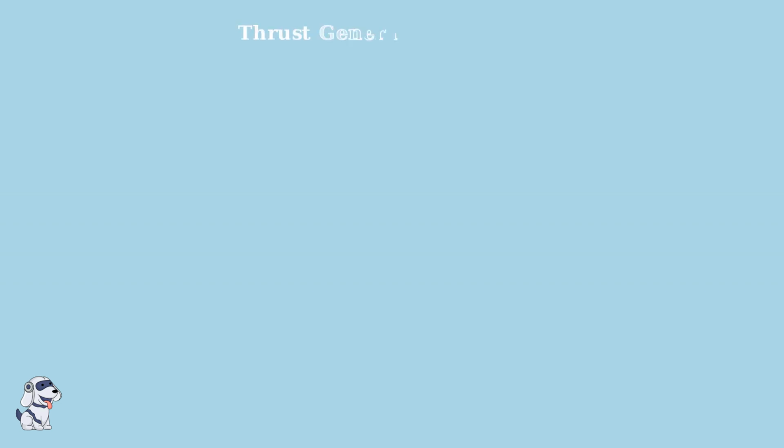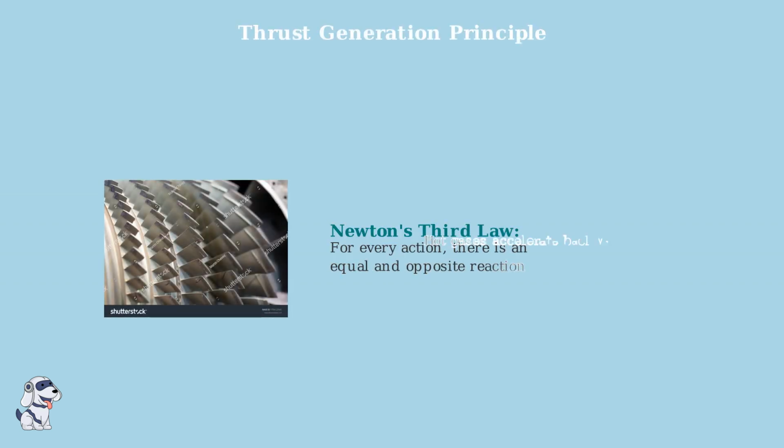The fundamental principle behind jet engine thrust is Newton's third law of motion. By accelerating a large mass of hot gases backward at high velocity, the engine creates an equal and opposite reaction that propels the aircraft forward. This is the essence of jet propulsion, converting thermal energy from fuel combustion into kinetic energy of the exhaust gases.